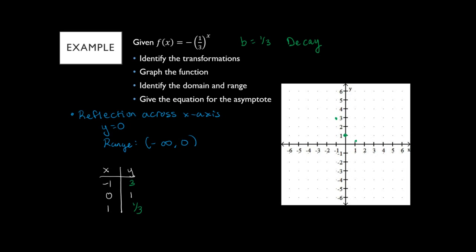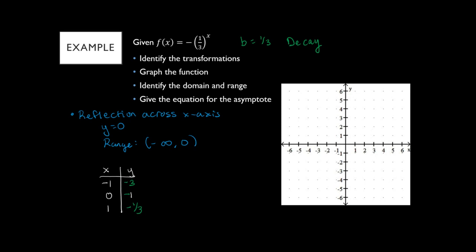But I forgot my reflection across the x-axis. Whoops, that changes the x values, it changes their sign from positive to negative? Sorry, that's a reflection across the y. For a reflection across the x-axis, I have that negative, so I need to now reflect or multiply those y values by negative 1. So that becomes a negative 3, a negative 1, and a negative 1/3.